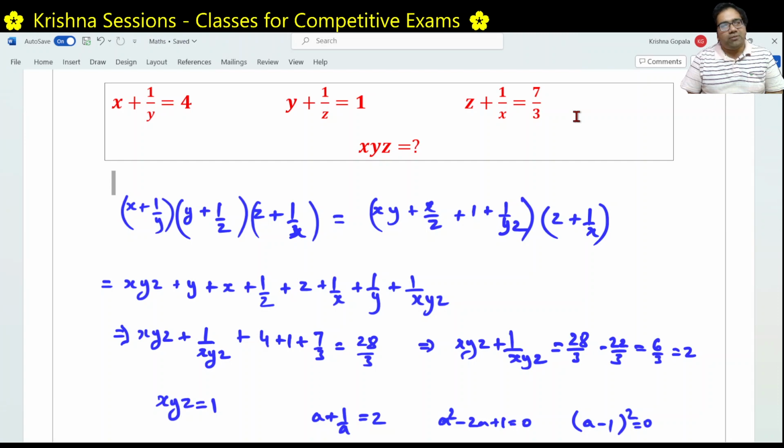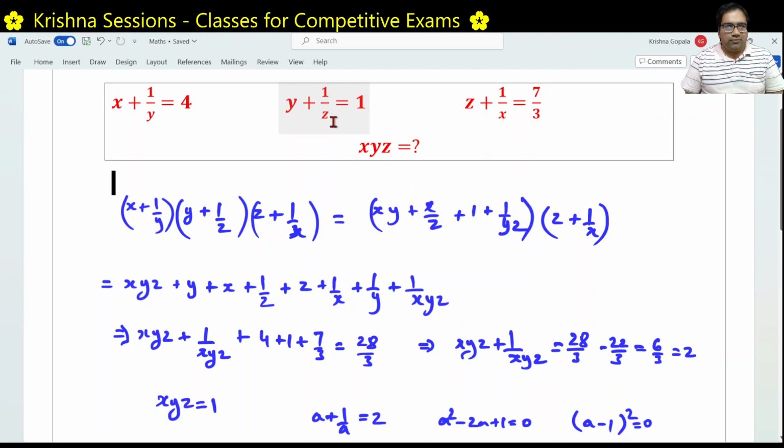x plus 1 by y, y plus 1 by z, and z plus 1 by x. We need to calculate x, y, z. Right. So people get confused when they face these kind of questions on how to solve for x, solve for y, how to solve for z so that they can solve x, y, z. But we don't need all of that because the equations are symmetric.